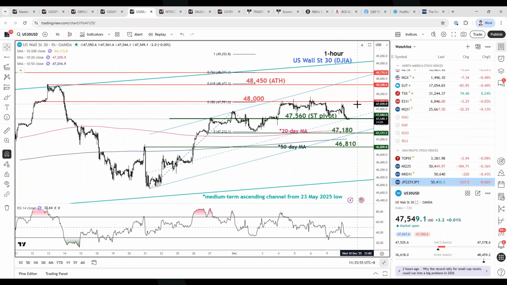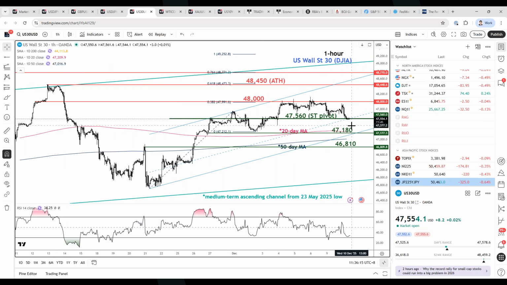Price action got to break out above 48,000 to start a bullish impulsive upmove sequence for the US Wall Street 30 to seek out a retest in the next step at the current all-time high area, which is also the 0.618 Fibo extension taken from this ongoing impulsive upmove sequence starting from the low of 21st of November. That will be at 48,450.